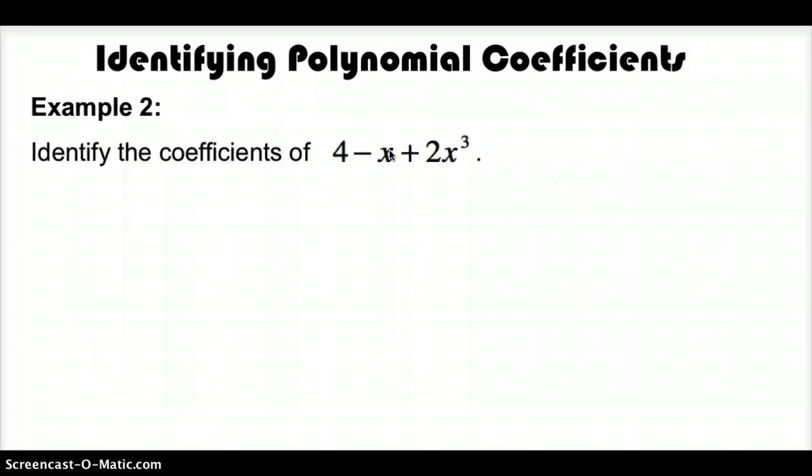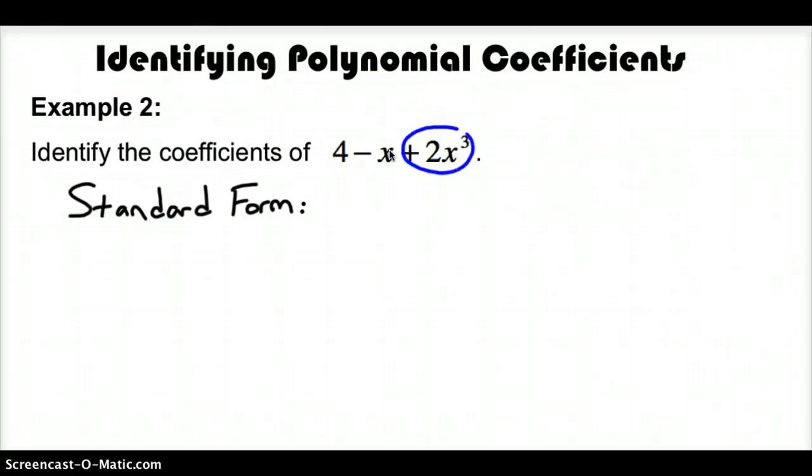Identify the coefficients of 4 minus x plus 2x to the third. So same thing, we want to write it in standard form first. So I'm going to go ahead and write standard form. And I'm going to identify what I want to write down first. My term with my largest degree here is the positive 2x to the third, so I'm going to write down 2x to the third first. My next largest term should be x squared, but I actually don't have one here. So I'm going to write plus 0x squared.